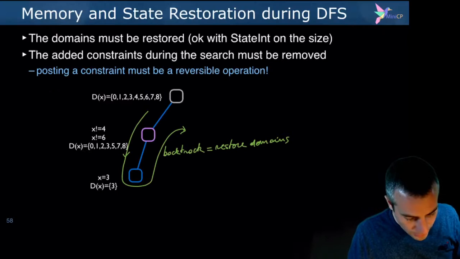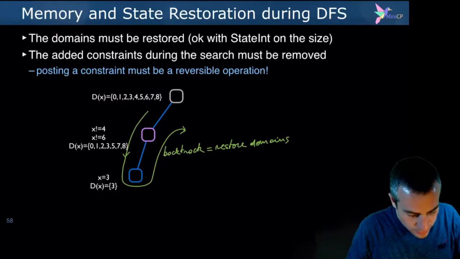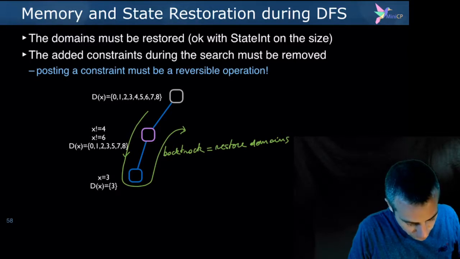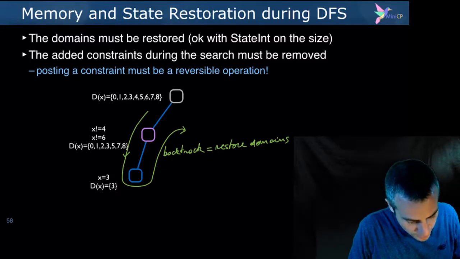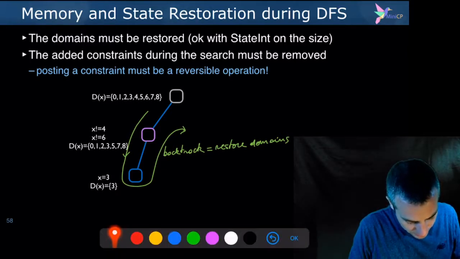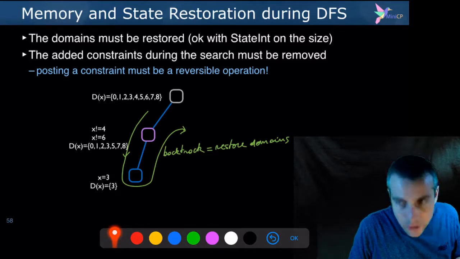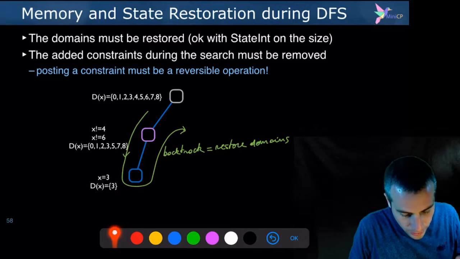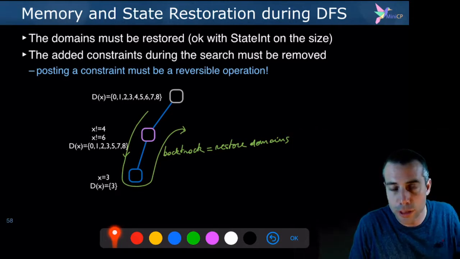We start our important chapter on state management now. State management is a way to restore the state as it was before when you backtrack during the search. So remember, what we needed is a way to restore, for instance, the domains. But this is not the only thing that we need to restore. We also need to restore all the constraints that were added inside the node. When you backtrack, they need to disappear.